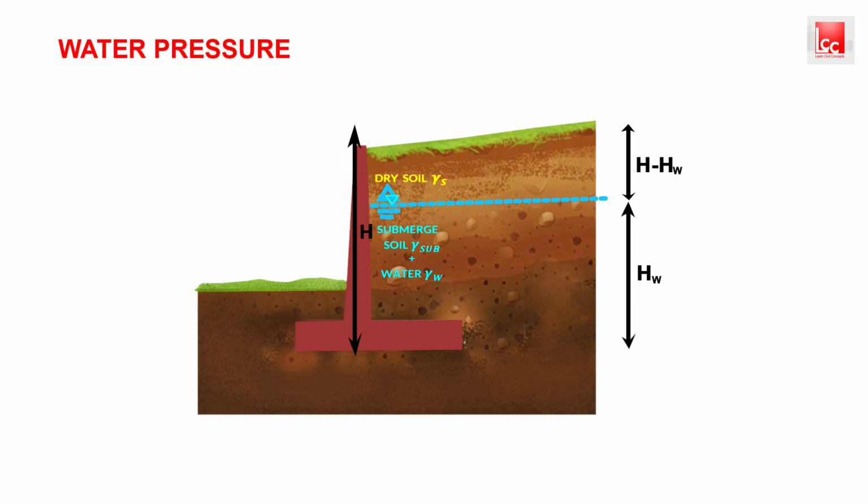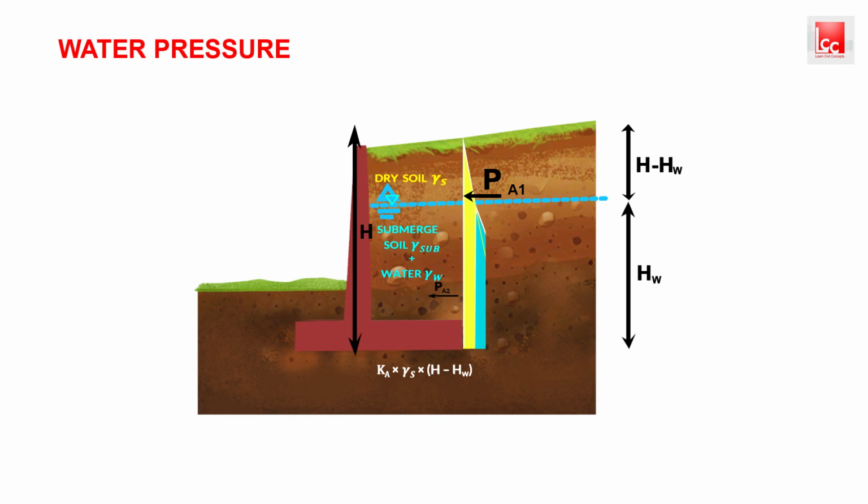Let us make the pressure diagrams one by one. First will be the pressure from the dry soil. Let's call it PA1. This dry soil will act as a surcharge for the remaining portion of the wall. Let's call this pressure PA2. The maximum intensity of this pressure will be Ka times the unit weight of dry soil times the dry soil height. You can refer to the model here.